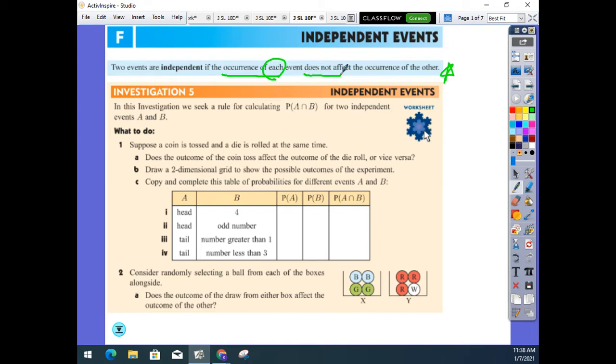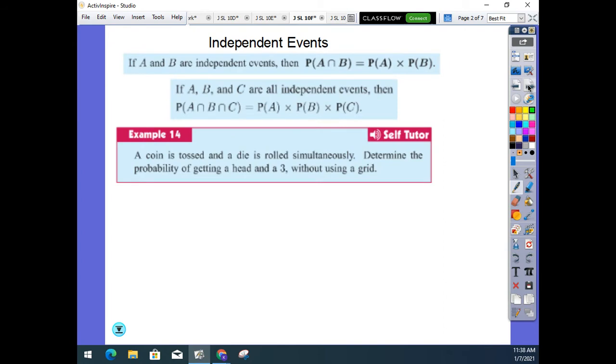So if you have independent events, this is the formula. If A and B are independent, then the probability of A and B is just the probability of A times the probability of B. Depending on how many events there are, if there are 3 events, you just multiply all 3 of them.